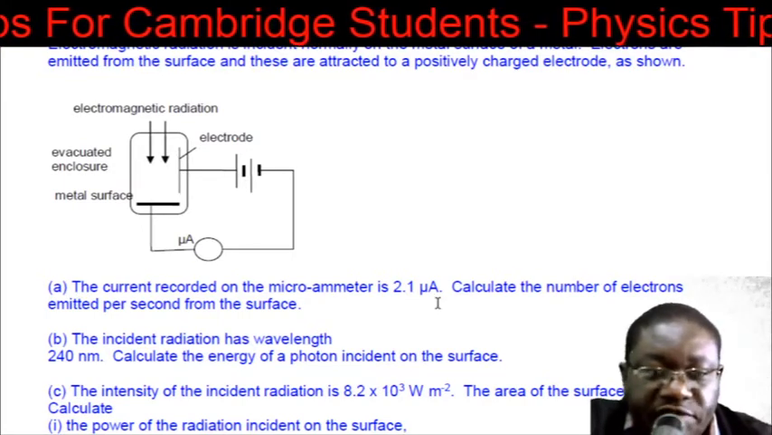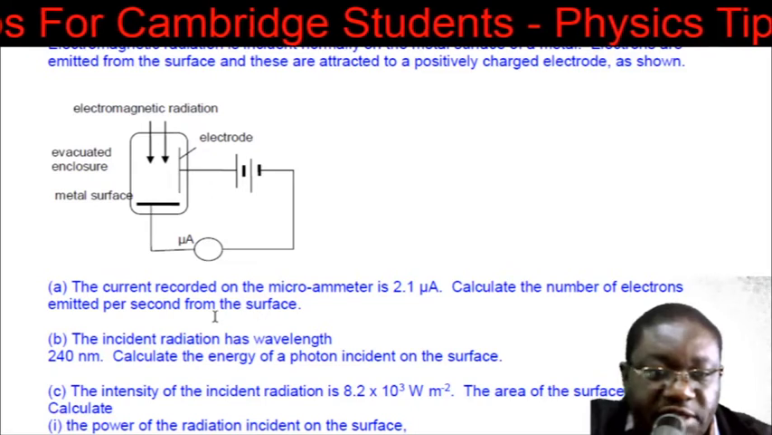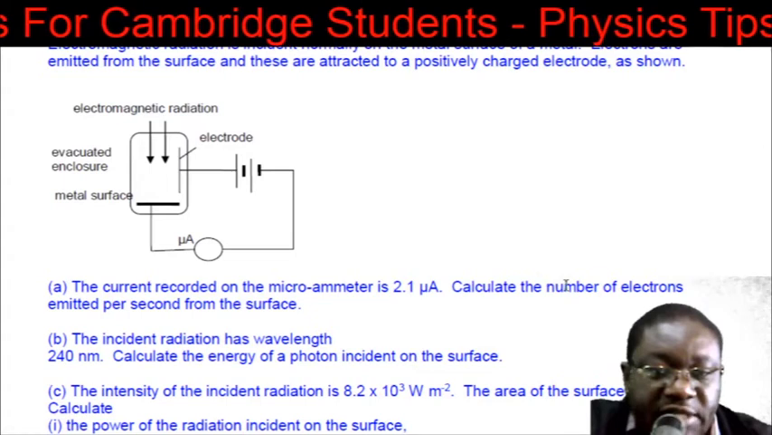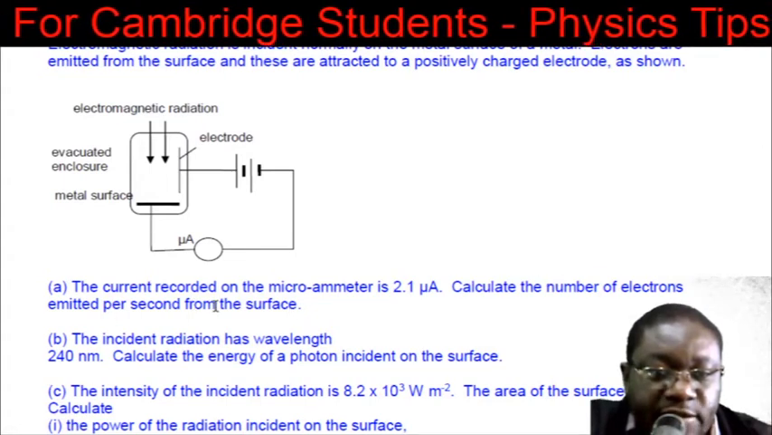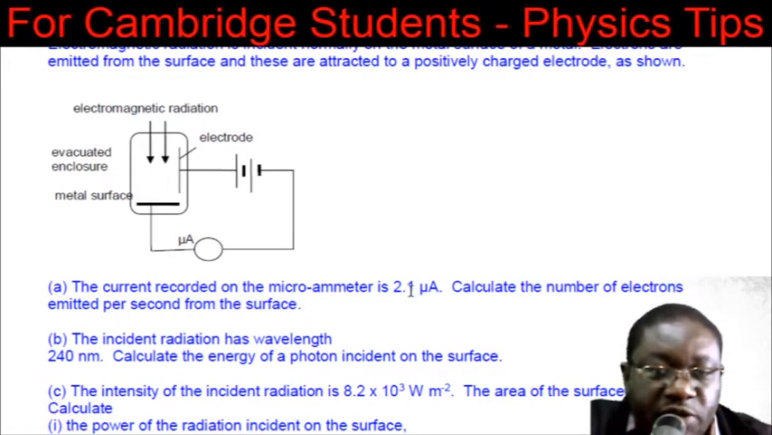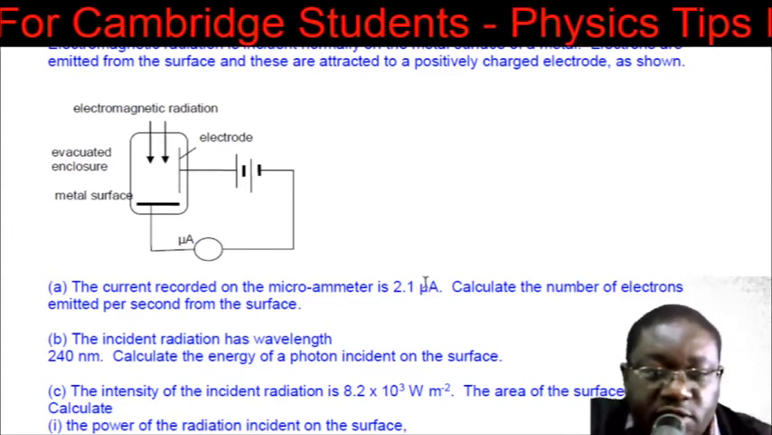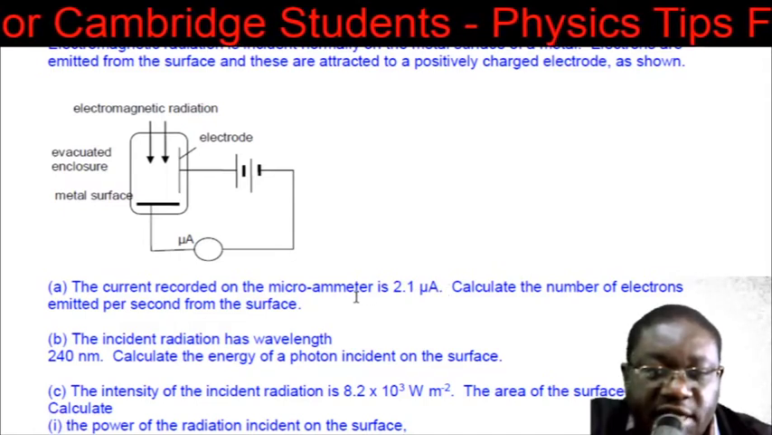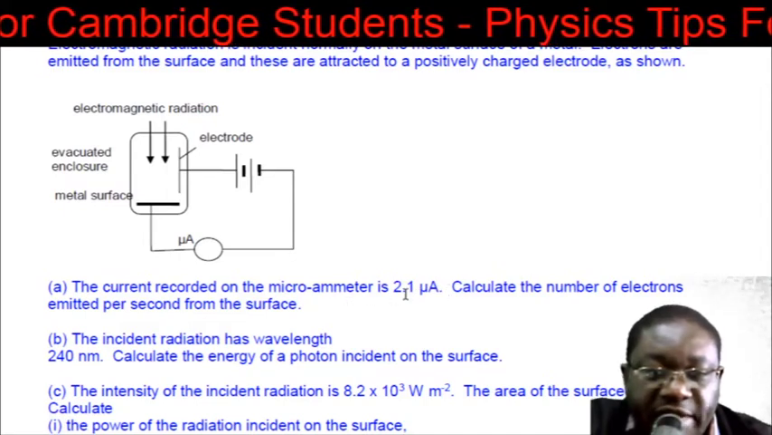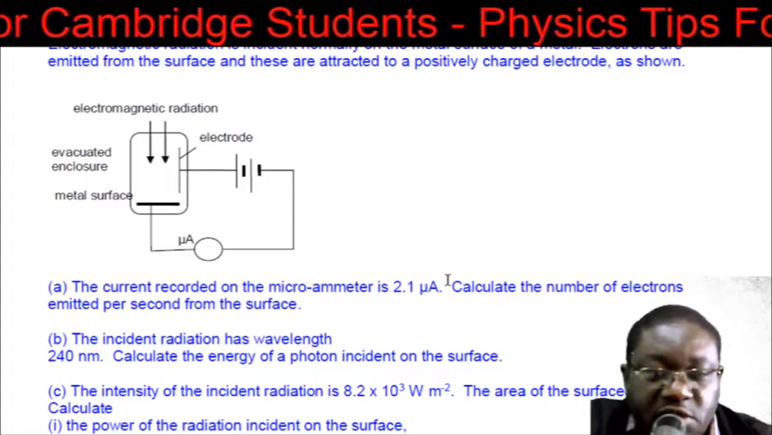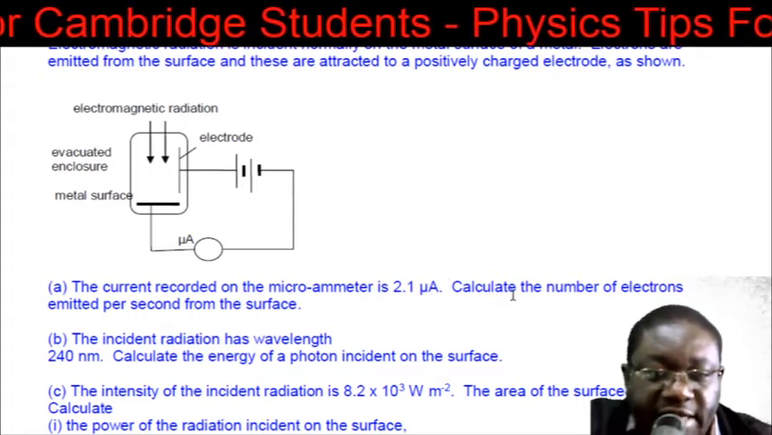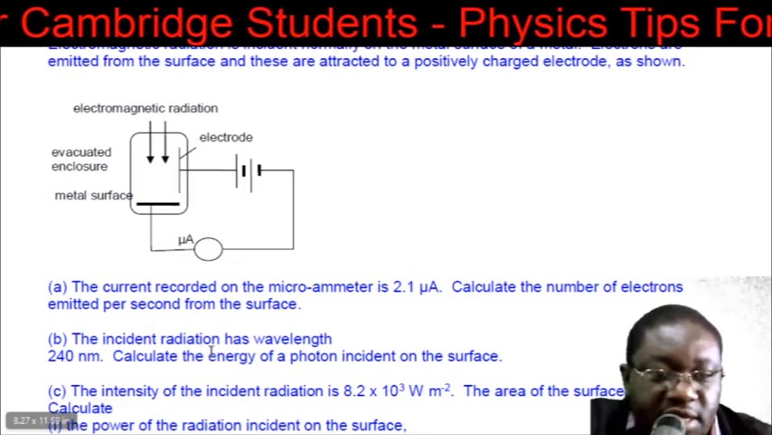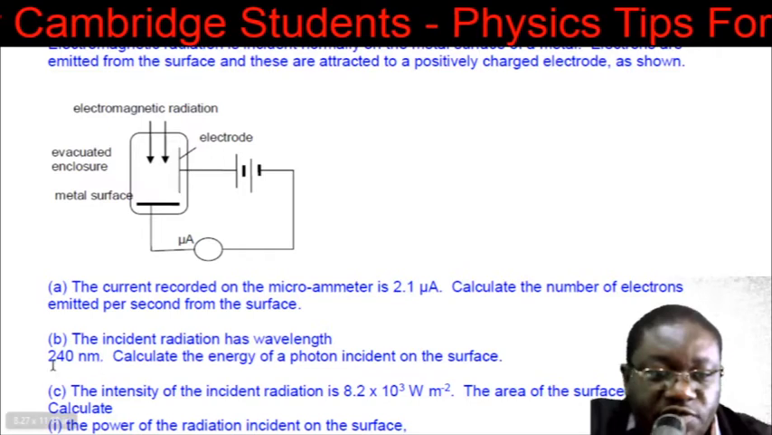Now it says calculate the number of electrons emitted per second from the surface. We know the formula Q is equal to IT. Now we're saying the time is 1 second because it's per second. So Q is equal to IT. I is 2.1 times 10 to the power of minus 6. So we're going to get the number of electrons. Then you divide that charge by the elementary charge, 1.6 times 10 to the power of minus 19. So 2.1 times 10 to the power of minus 6 divided by 1.6 times 10 to the power of minus 19.